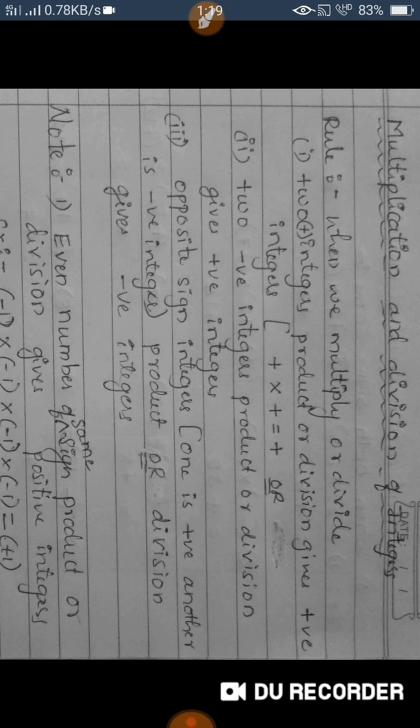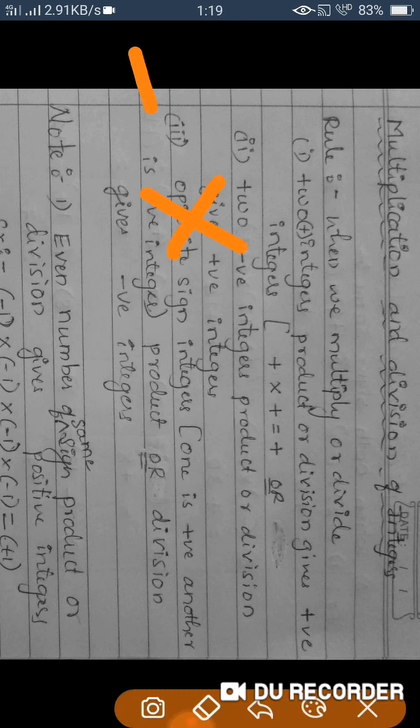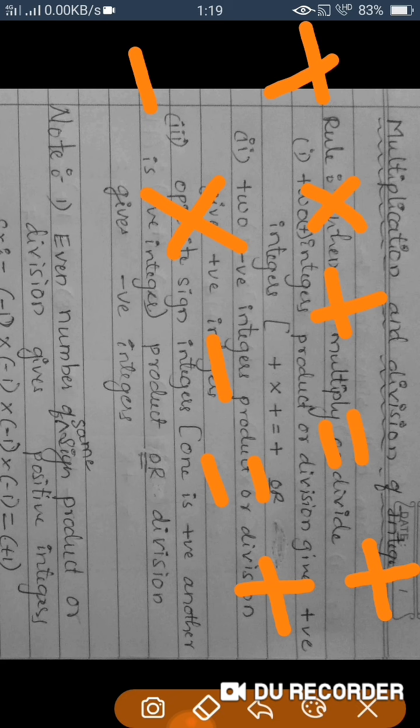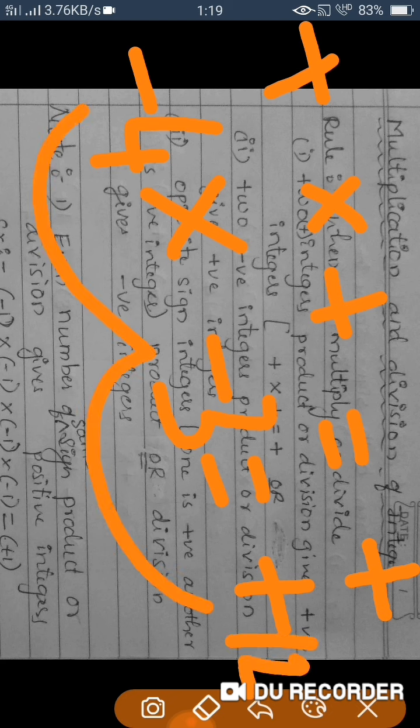Then the second point: when two negative integers are there, how can we multiply or divide? Even in division, divide the numerals and keep the sign rule. So negative into negative gives positive only. Both signs are the same, so it always gives positive, whether it is plus or minus. I can take the example 4 and 3. Just multiply the numerals. 4 threes are 12. Both signs are the same, that's why it is positive.